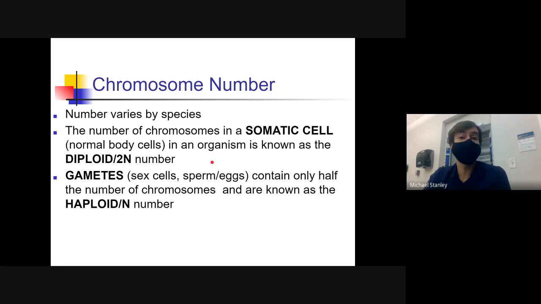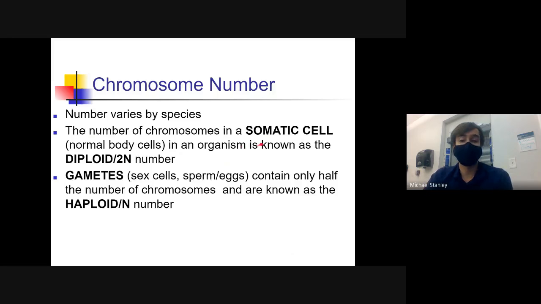In most of the cells in your body, like 99% of them, are called somatic cells. These would be your skin cells, your muscle cells, your brain cells, your bone cells, your stomach cells, your intestinal cells. All of these are somatic cells. That's just a normal, average, typical body cell. And these have what's called the diploid number of chromosomes.